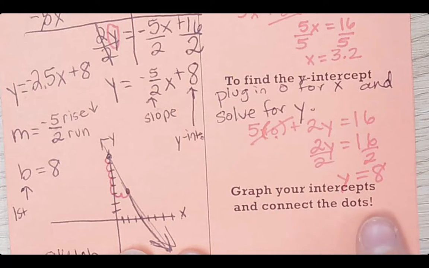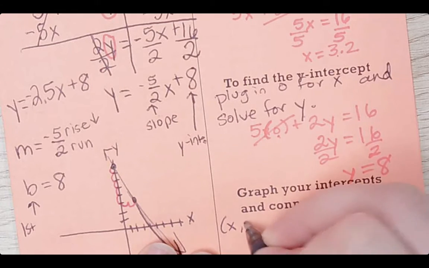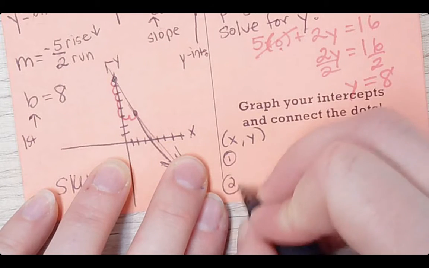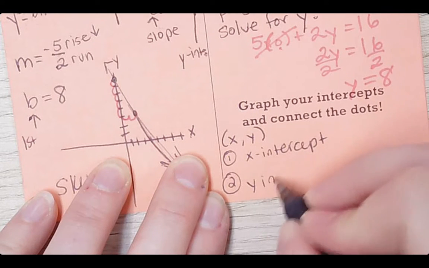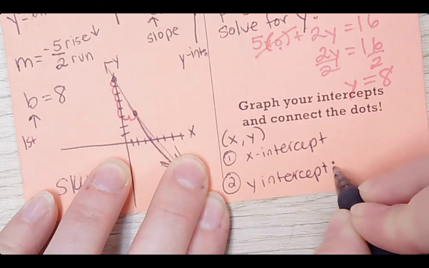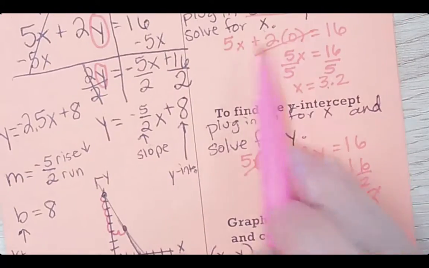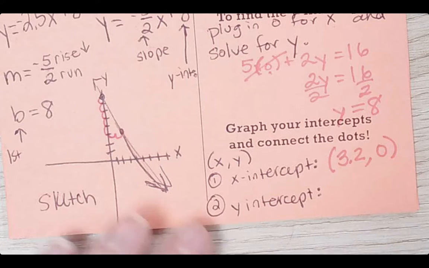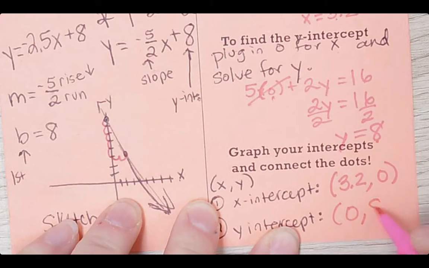It says graph your intercepts and connect the dots. So I need to graph the x-intercept. I want a coordinate, so x, y. So I'm going to have 2 coordinates. One of them is my x-intercept, and the other one is my y-intercept. For my x-intercept, remember 0 is for y, 3.2 is for x. So x, y, so 3.2, comma 0. And then my y-intercept is at 8. X was 0, so it's going to be 0, 8.